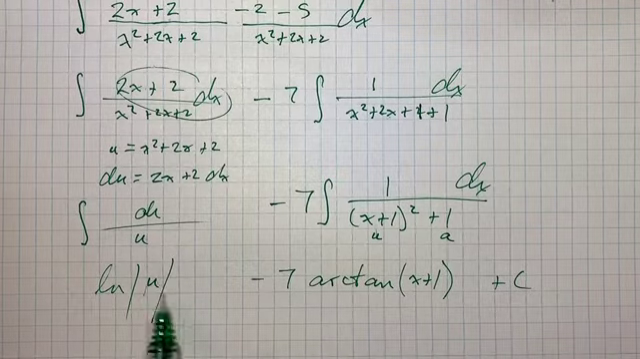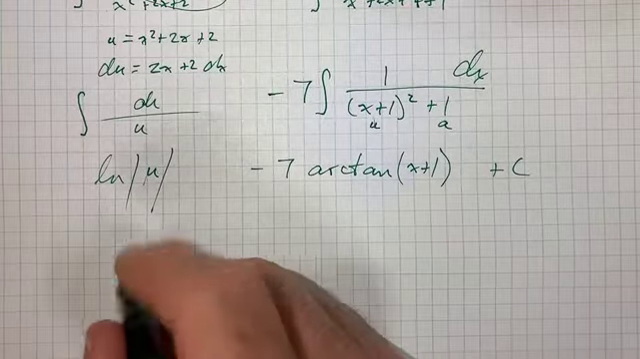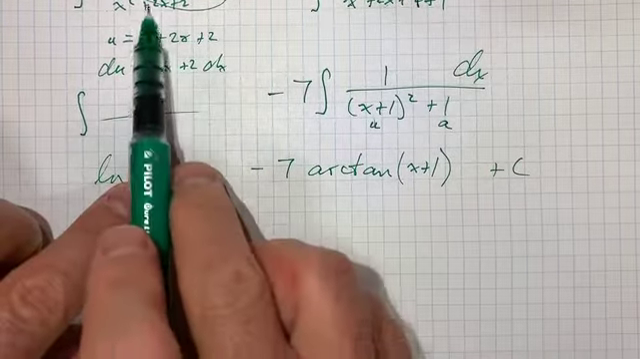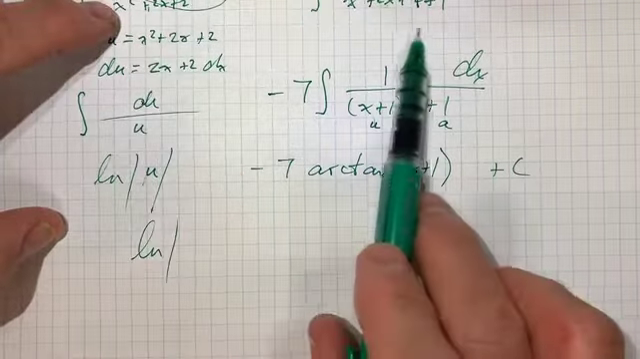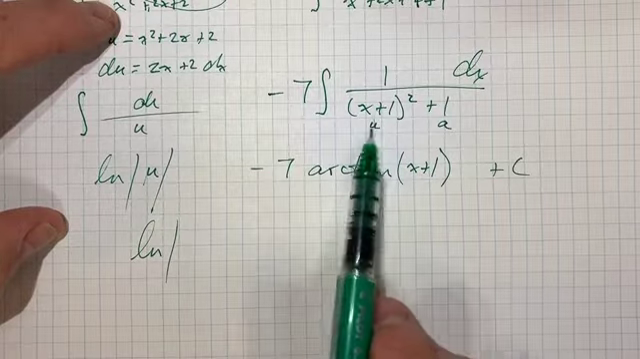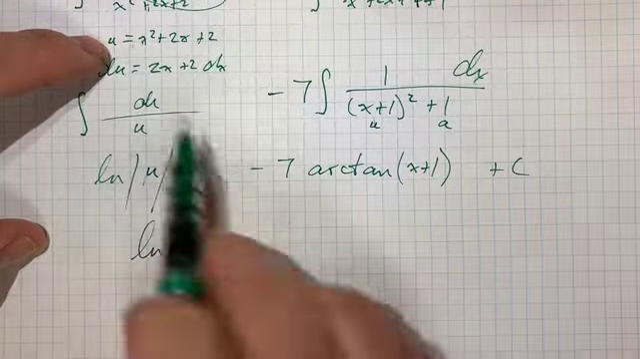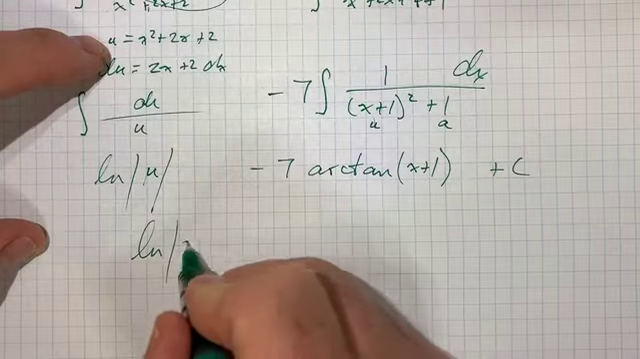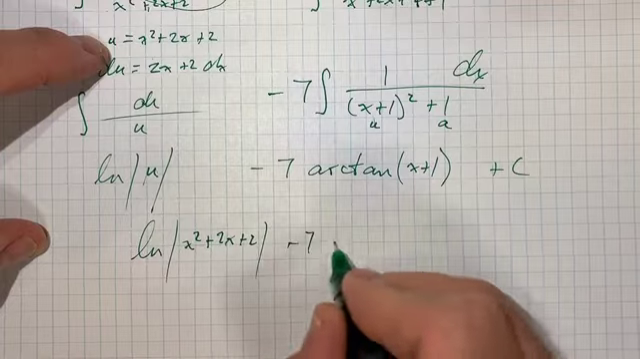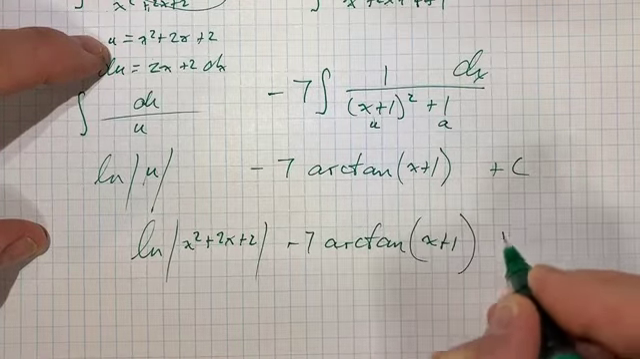This is written in u's. I need them all written in x's. Okay, fair enough. Let's see what we get. Logarithm of, what is u? This one I did the u sub only for this part. I didn't do the u sub over there, because it's actually a different u sub. See, this is u, this is a different u. So u is this little beastie here, which is x squared plus 2x plus 2, minus 7 arctan x plus 1, plus a constant.